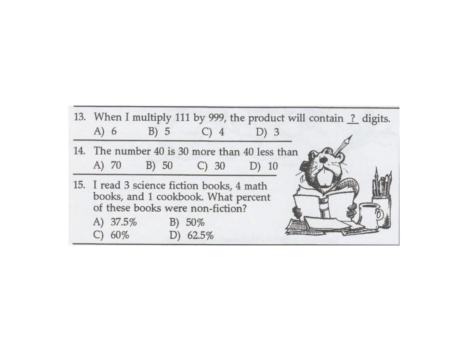When I multiply 111 by 999, the product will contain... Okay, so just take out your calculator and just do it, and it'll be 110889, and that's 6 digits. So the answer is A.